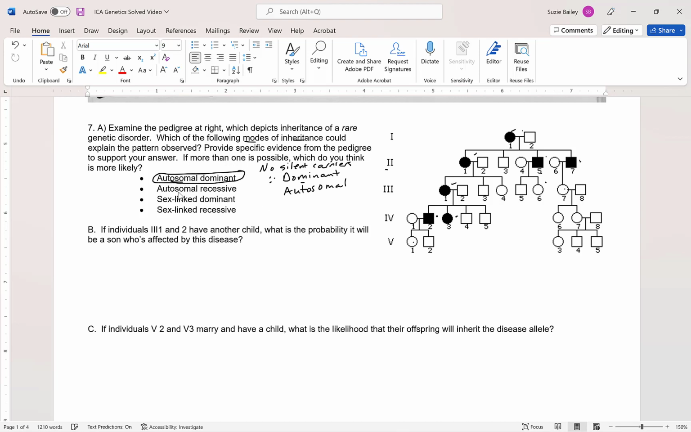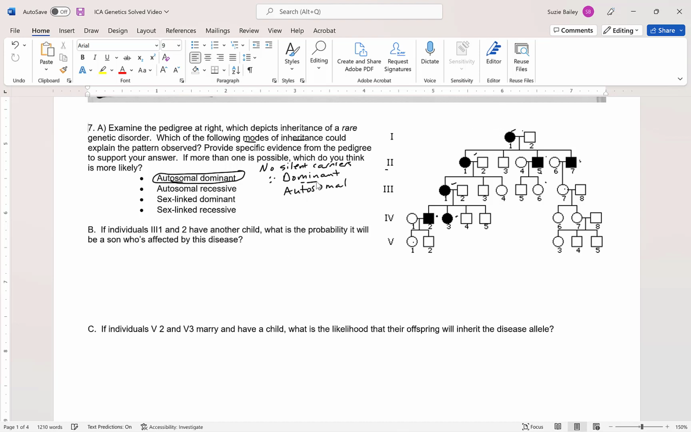Since it's autosomal, it's not on a sex chromosome, we can assign any letter that's convenient for this gene. Doesn't matter. We don't have to keep track of the X's and Y's, right? And so let's use the letter A, just because it's easy to distinguish, capital for dominant and lowercase for recessive alleles, and start thinking about genotypes.